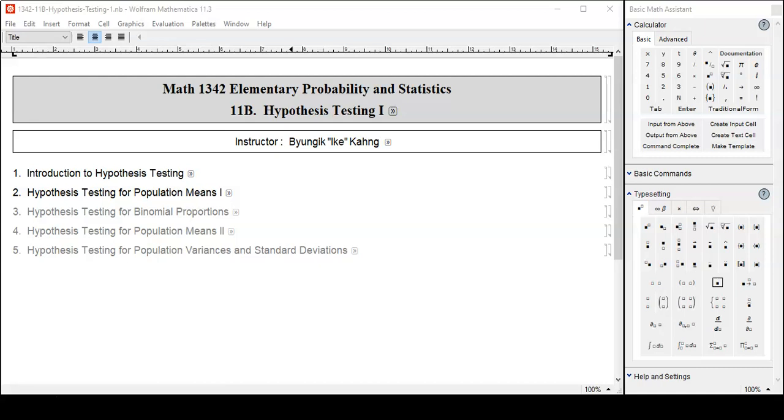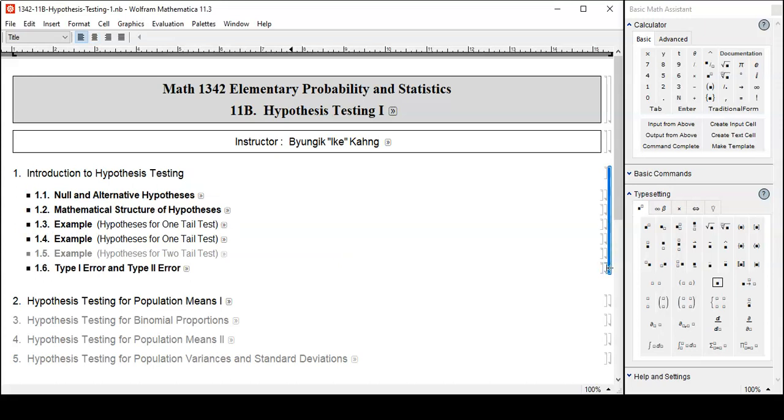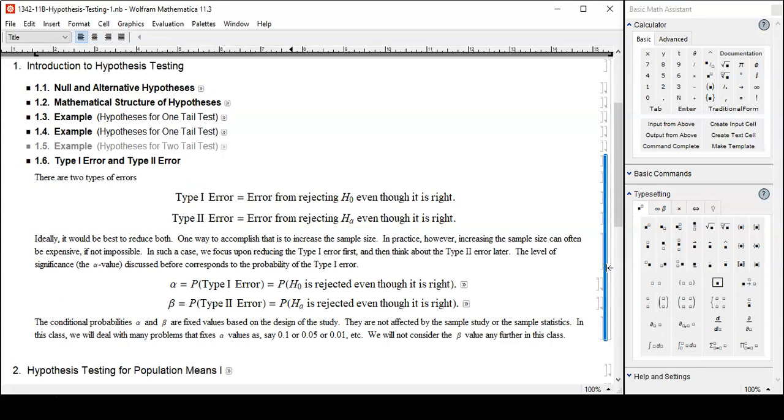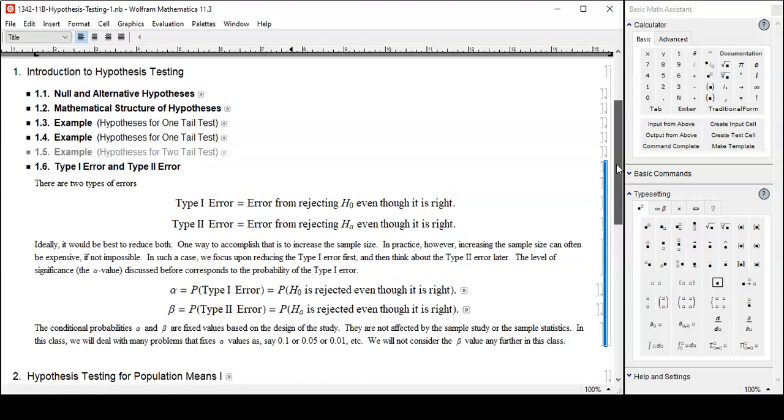Hello students, welcome back. We completed section 1 introduction except for one topic: type 1 error versus type 2 error. And this one I regard as an optional topic because there is a way to get away with this without really going through the details of it.